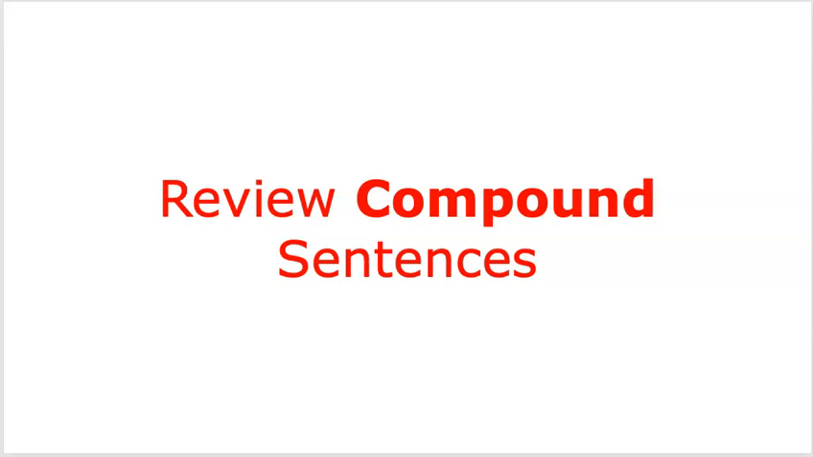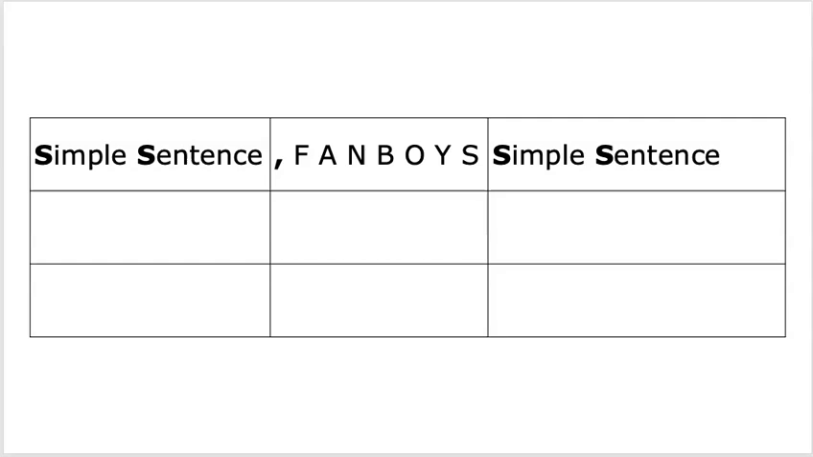Now let's look at compound sentences. We've already gone over them. This is just going to be a quick review. Our format for a compound sentence is we have one simple sentence joined by a comma and one of the fanboys, and then another simple sentence. And the fanboys is the acronym for the coordinating conjunctions for, and, nor, but, or, yet, and so.